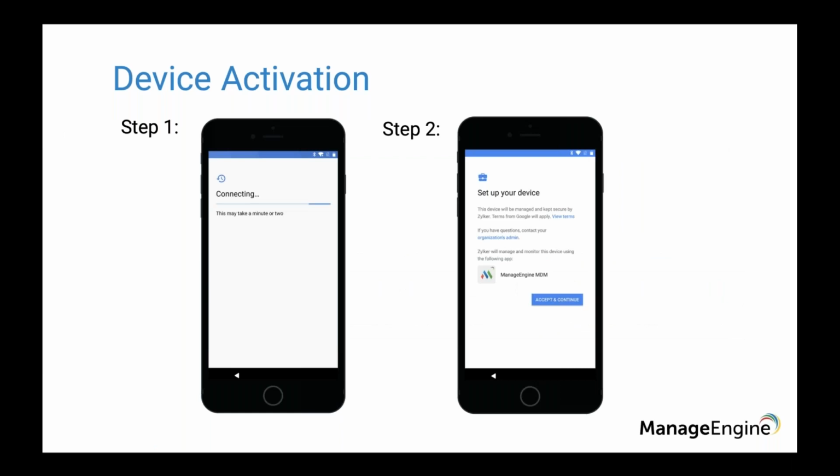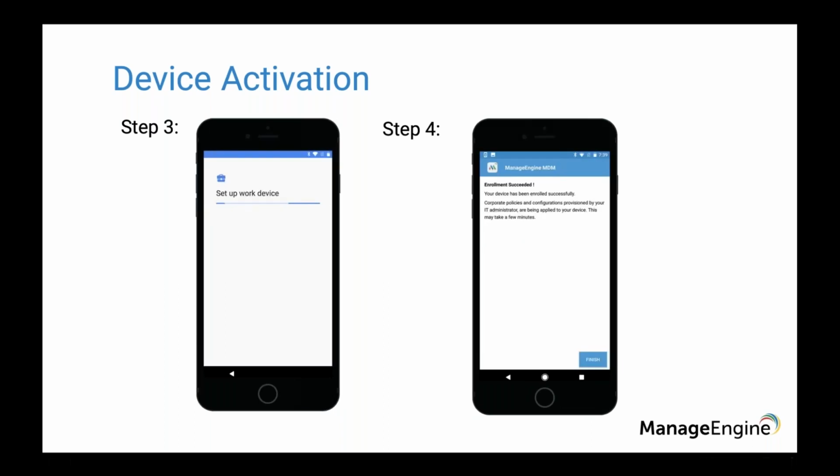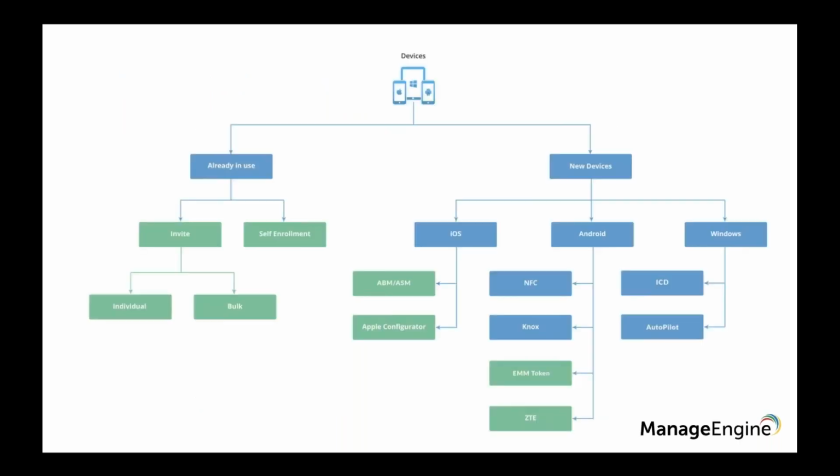So take, for example, the user turns on the device, it would connect to a Wi-Fi solution. Automatically, the setup device page would come up. You'd have to click on accept and continue. Work device would be set up. And once that is done, the enrollment would be successful. So no scanning QR codes, nothing. You just turn on the device and the enrollment process would be completed. So this is how easily and in a more simple way you can enroll your devices over the air.